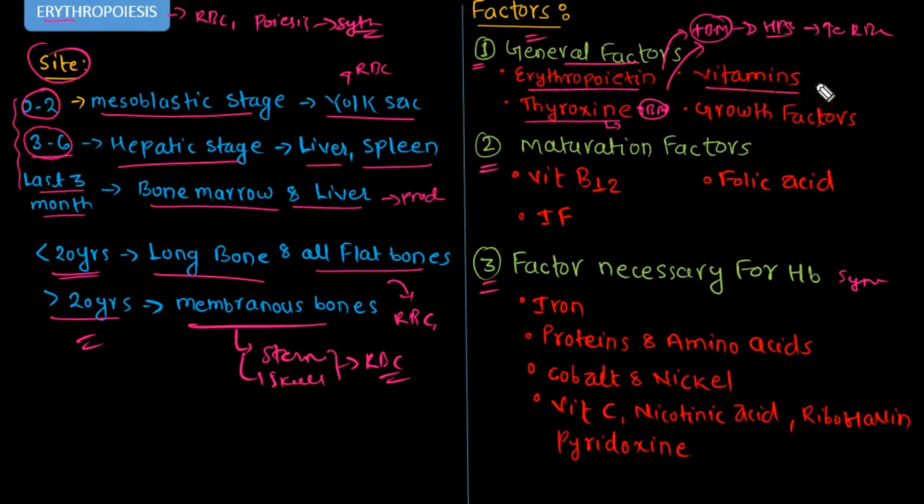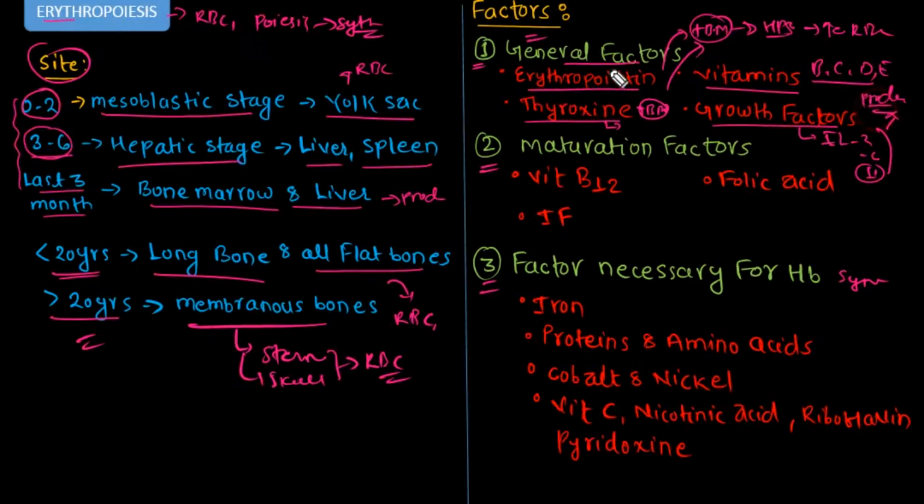Similarly, there are different vitamins such as B, C, D, and E. They all help in the synthesis of RBC. Whereas we have growth factors such as interleukin 3, 6 and 11. These growth factors all help in production and synthesis of RBC.